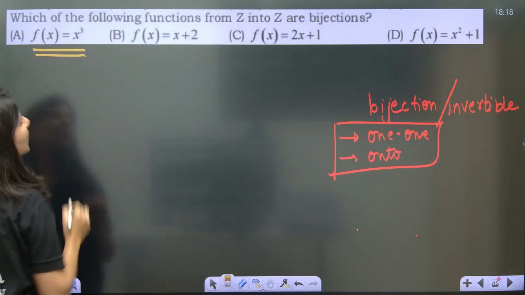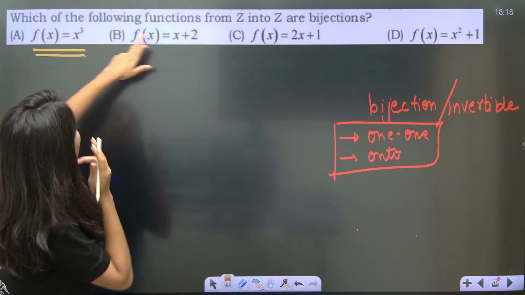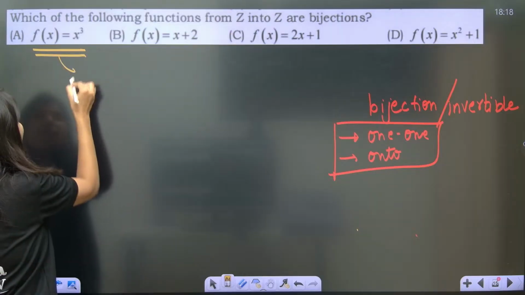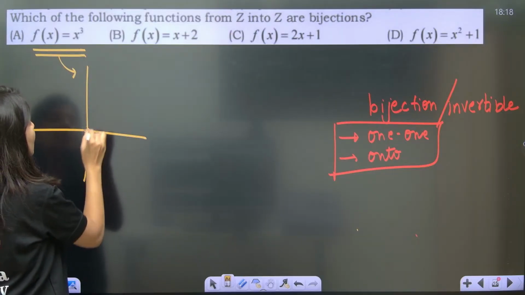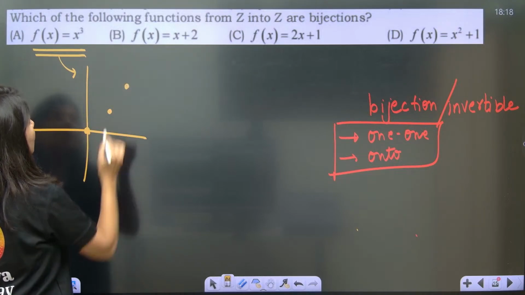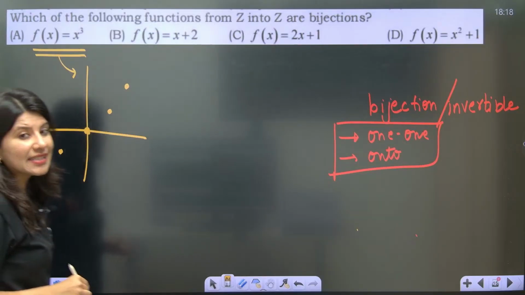Y is equal to x cube. Correct? Y is equal to x cube. Which of the following functions from Z to Z? Integer to integer. So the graph of this function will be like this. If you put 0, you will get 0. If you put 1, you will get 1. If you put 2, you will get 8. Are you getting my point? Minus 1, minus 1. So minus 2, so minus 8 you are going to get.